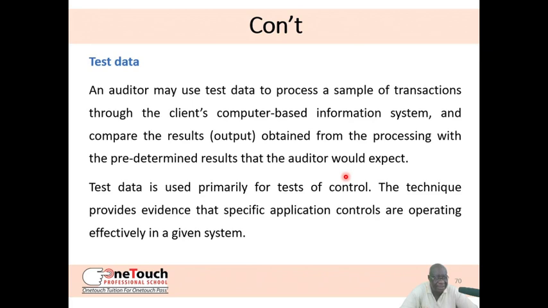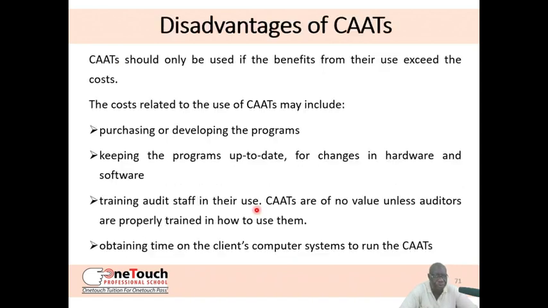So test data is like this: you know that 1 + 1 is 2. That is the predetermined result. We know already it is 2. So you intentionally put 1 + 1 into the system to see if the system can give you the answer 2. So you are testing. If the system gives you a different answer from 2, then the controls are not properly built into the system. If it gives you 2, like Excel, the moment you say 1 + 1, it will give out 2 straightforward.